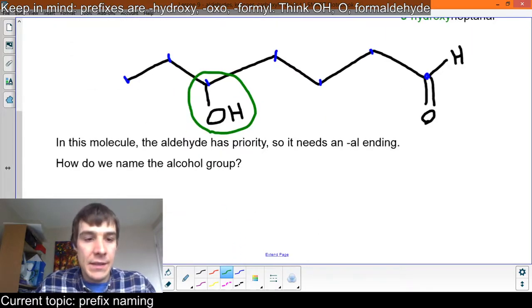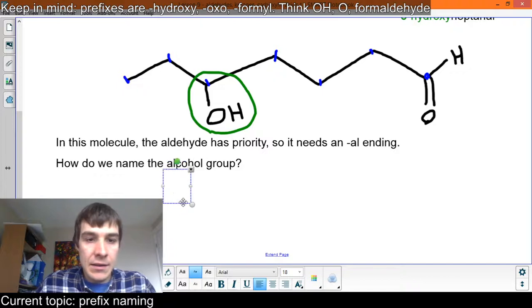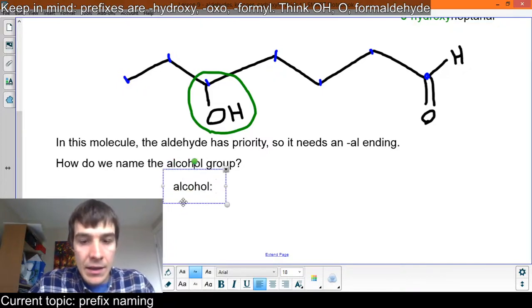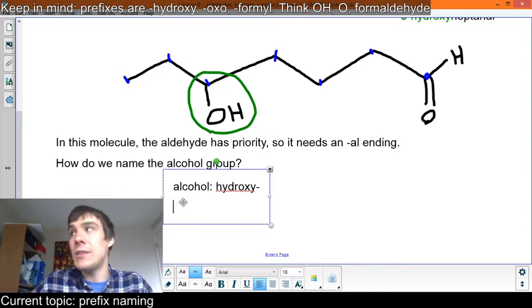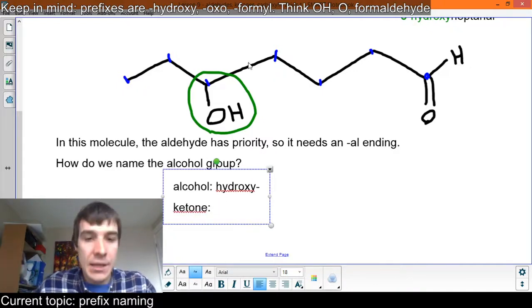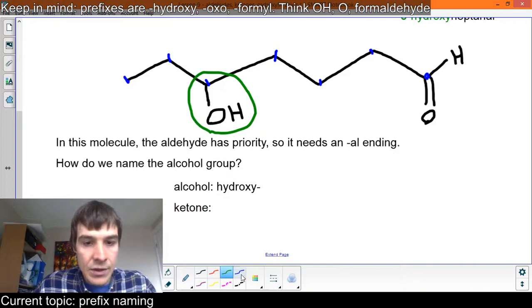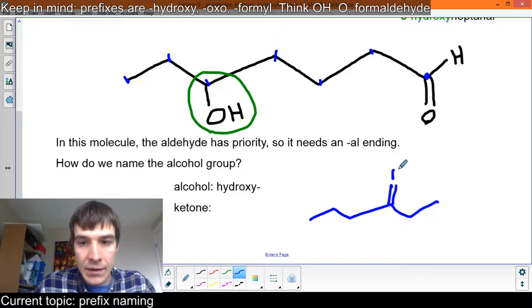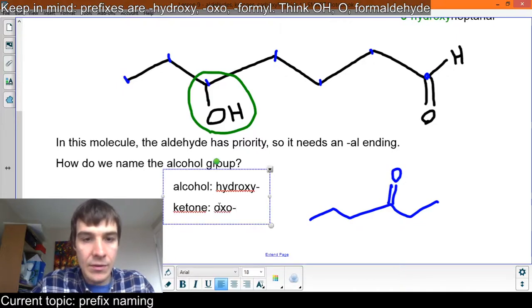So if it's an alcohol, it's hydroxy. I think for obvious reasons, OH, right? Hydrogen, oxygen, hydroxy, OH. Up here, OH. If it's a ketone, you've just kind of got an oxygen hanging off your molecule. Let's just draw a quick ketone here. For a ketone, you've just got a double bonded oxygen hanging off of it. So that's called oxo something.